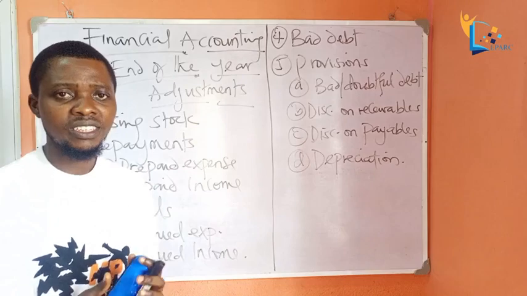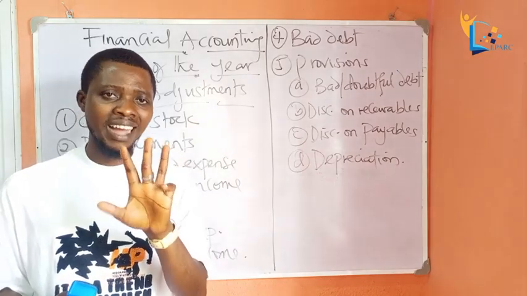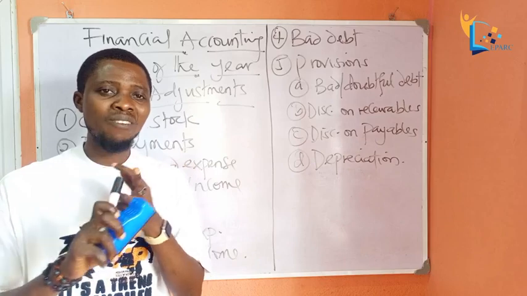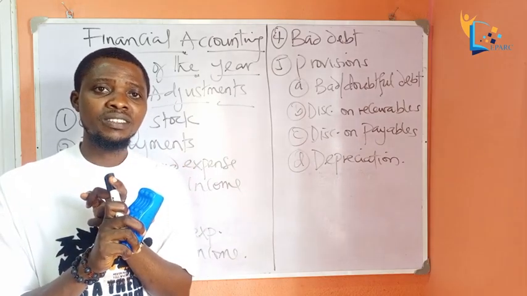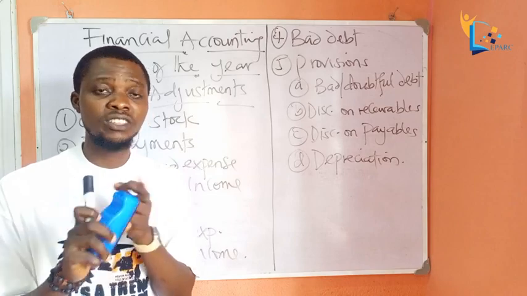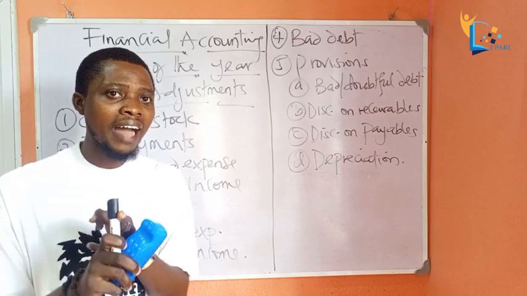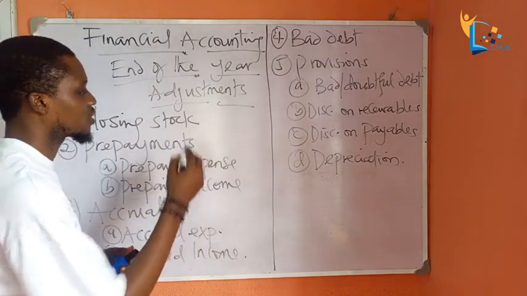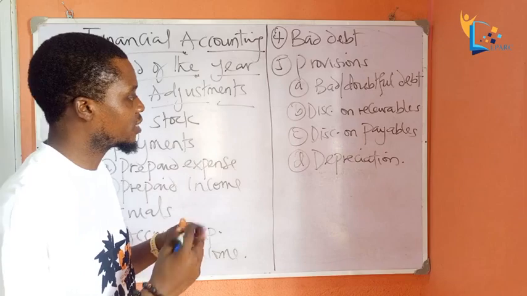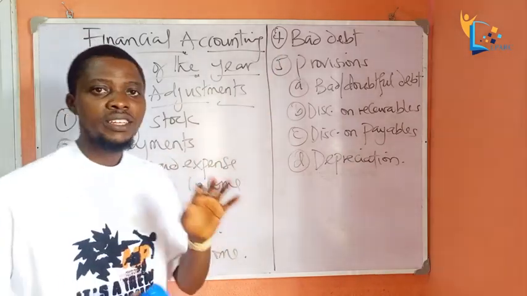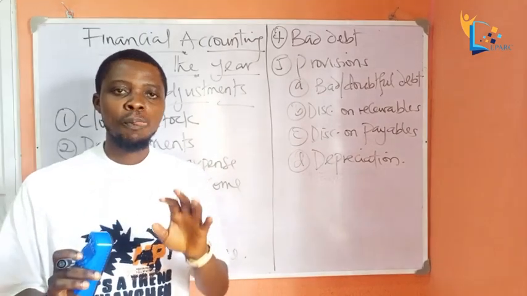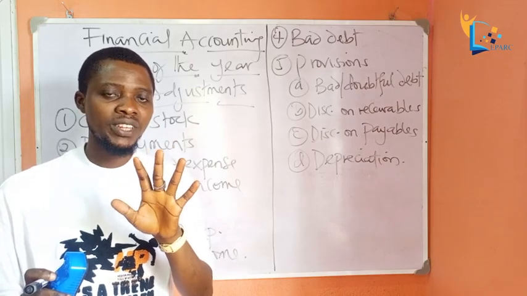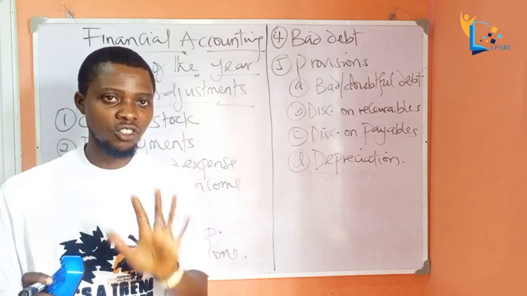Now, before I go further, hear this. These are the final accounts of a sole trader. We have what we call the statement of profit or loss and comprehensive income. I don't want to wipe the board off, so that we'll be working with this one after the other. Now, just pay close attention. We have the statement of profit or loss and comprehensive income. Then the second one is what we call the financial position.